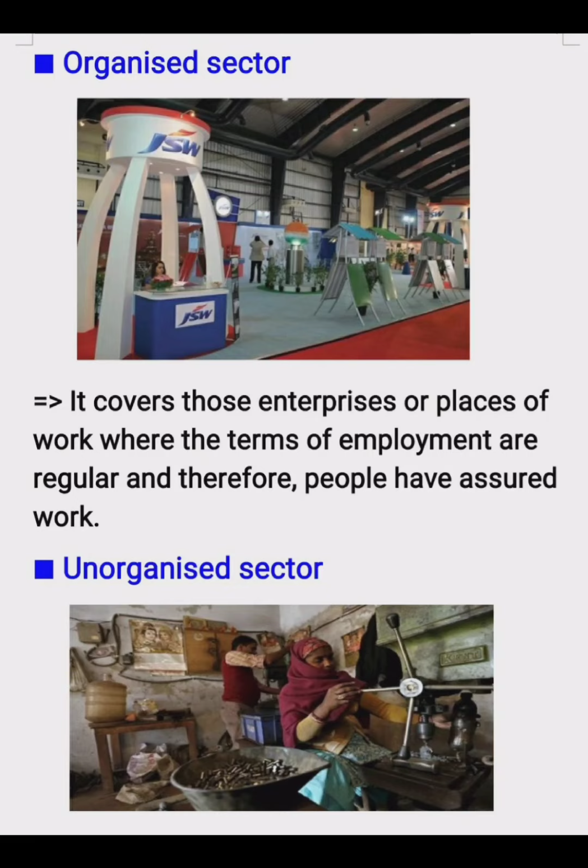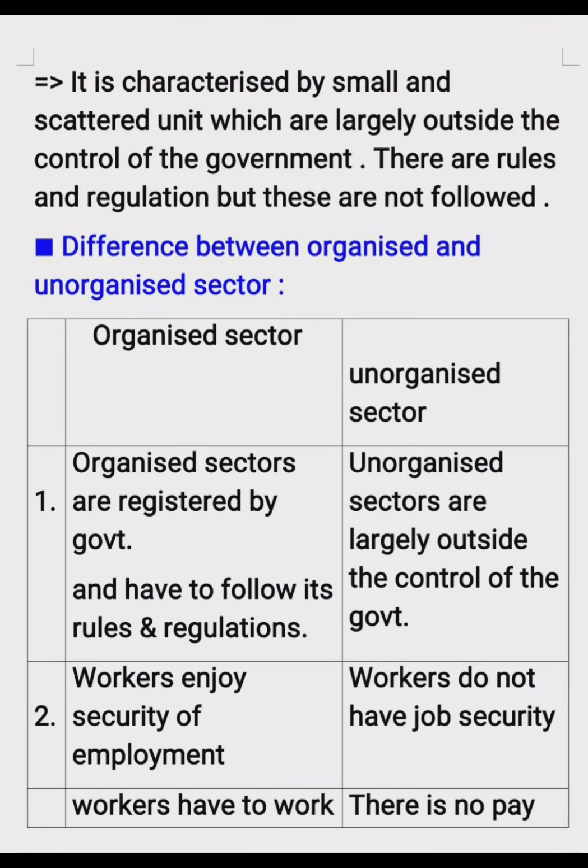Let's talk about the next category, on the basis of employment condition. It has two sectors, organized sector and unorganized sector. Organized sectors are the sectors that are permanently established and offer permanent jobs. The next one is the unorganized sector. It consists of all unincorporated private enterprises owned by individuals or households. There are four differences between the organized and unorganized sector.